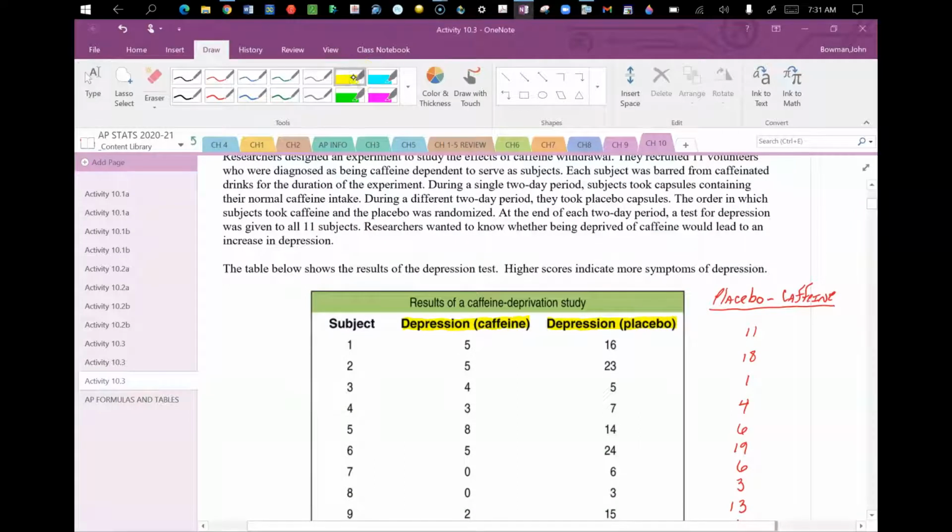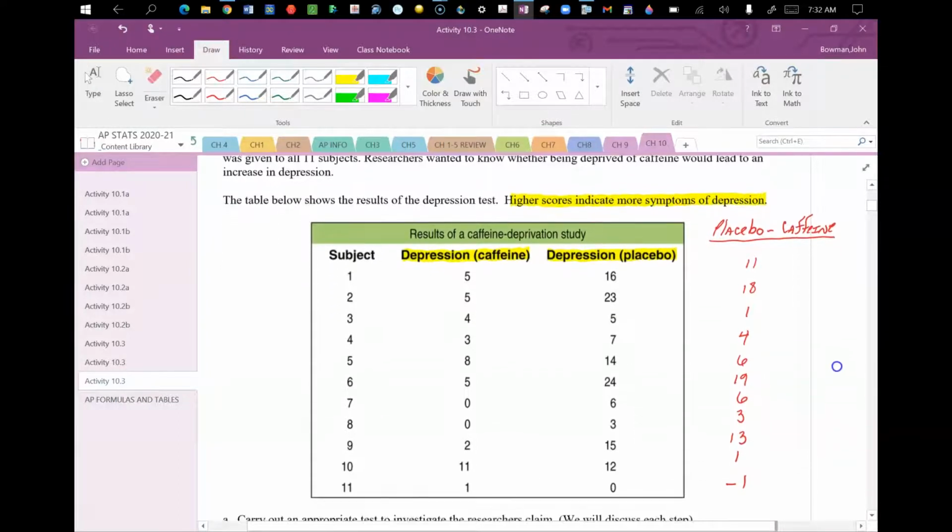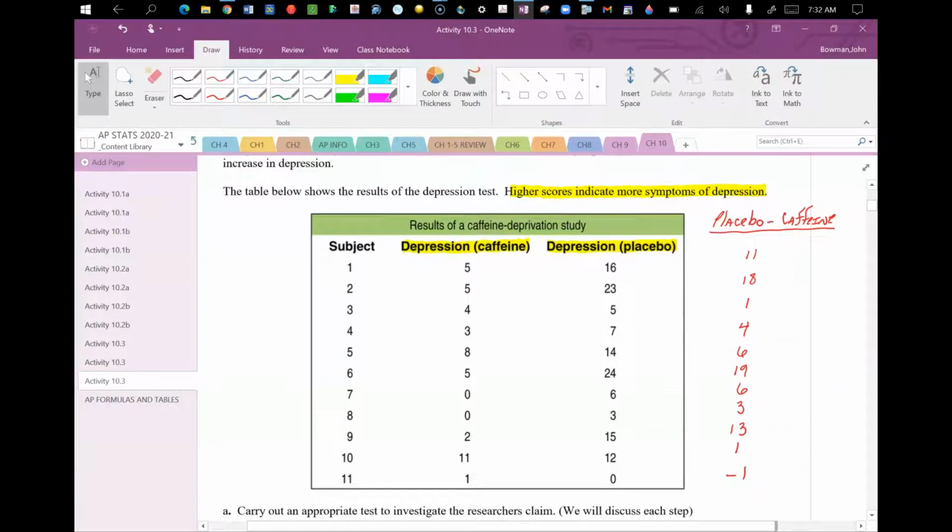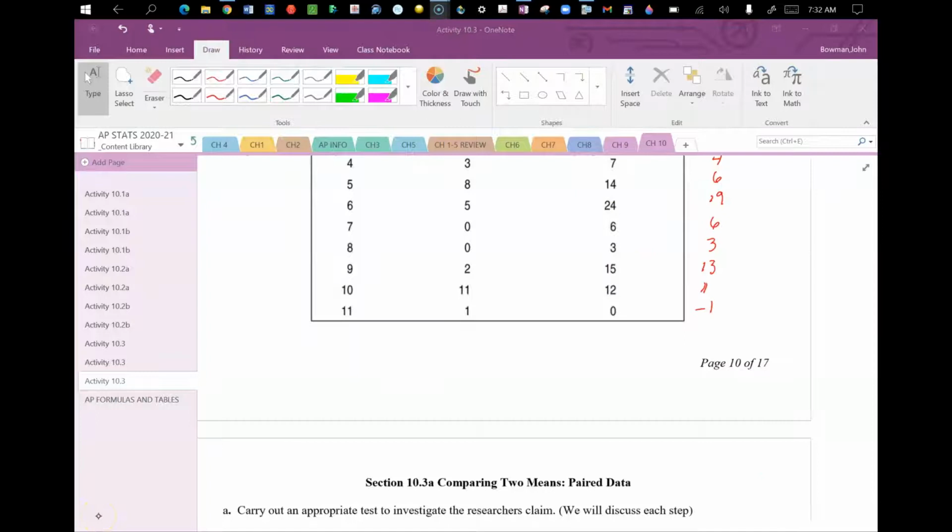In this particular experiment, it says higher scores indicate more symptoms of depression. So what we can see from the placebo minus the caffeine is that, generally speaking, placebo scores were higher, indicating a higher level of depression. So what I'm going to do now is I'm going to take you through the process of carrying out a hypothesis test for the difference of the mean of the differences.